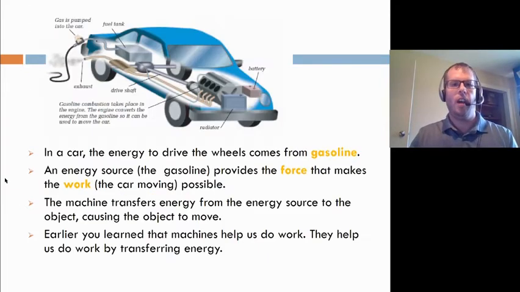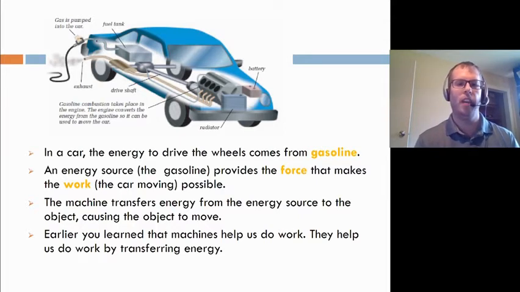All right. Another example to look at here is a vehicle. So the plain old gasoline engine in most of the vehicles that you guys would be driving, or not driving yourselves, I suppose, but your parents would be driving, comes from gasoline in the tank. So the energy source in a vehicle is the gasoline. The combustion of the gasoline in the engine provides the force that makes the work, or the car moving, possible. So the machine transfers energy from the energy source, the gasoline, to the actual tires, causing them to rotate.